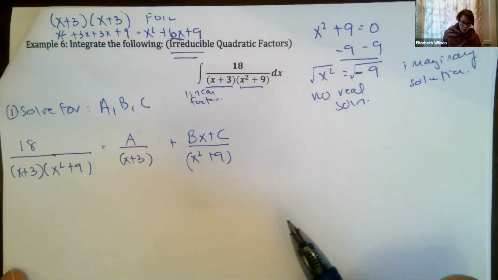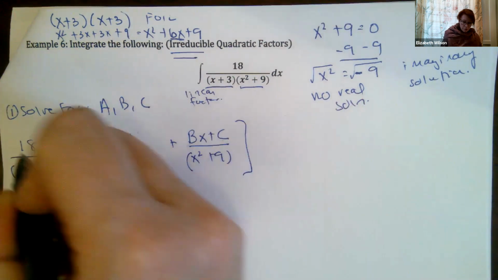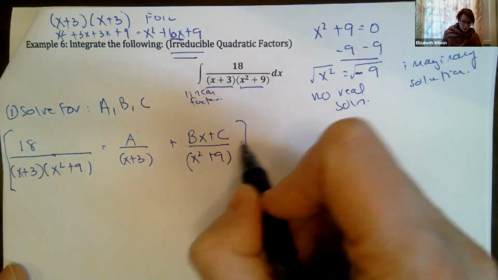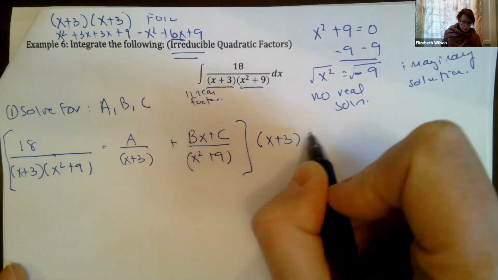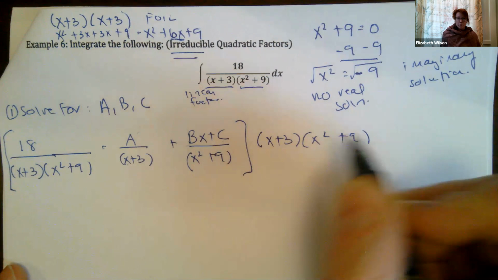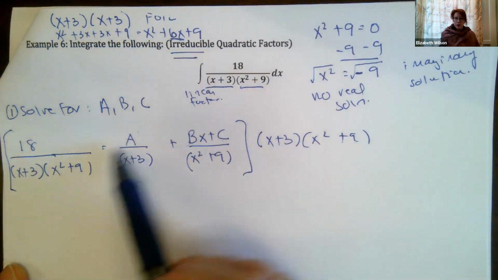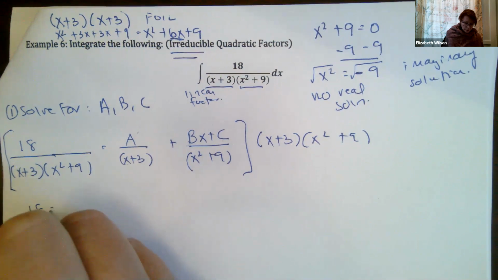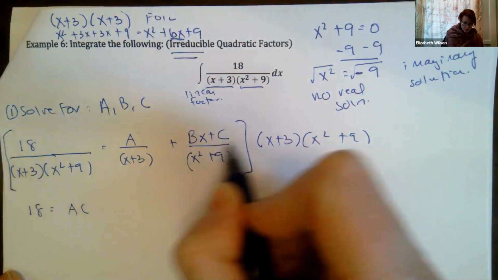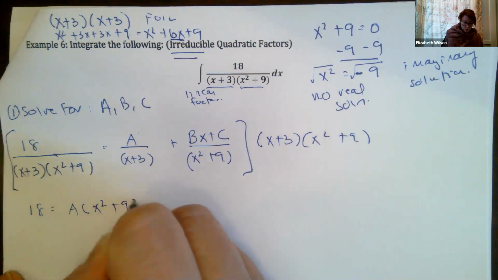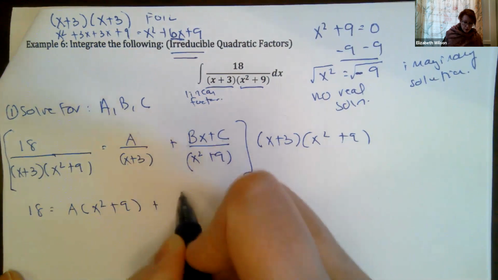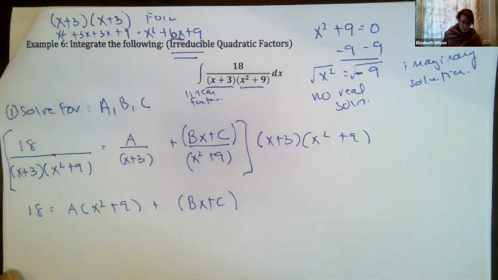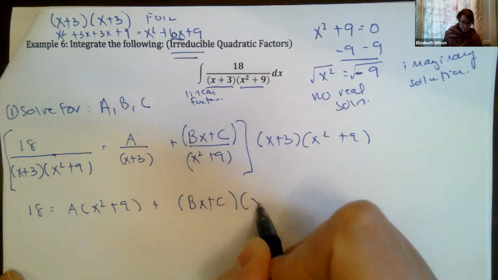The process is going to be the same as what we've done before. I'm going to multiply top and bottom by this denominator, x plus 3 times x squared plus 9, on both sides, so I can cancel out. Basically, I'm cross multiplying, so I'm going to get rid of my denominators. So I've got 18 equals A times x plus 3 cancels. I've got x squared plus 9. Plus, put parentheses around this right here because you have to be very careful, because we have to distribute. Bx plus C now gets multiplied by x plus 3.